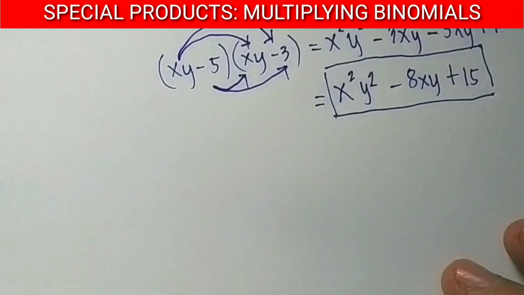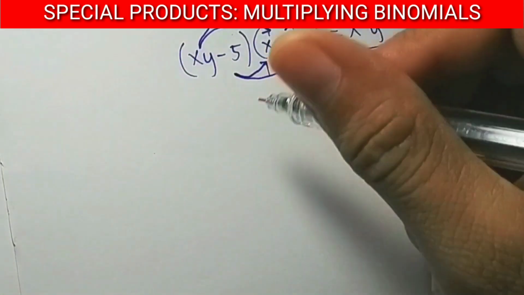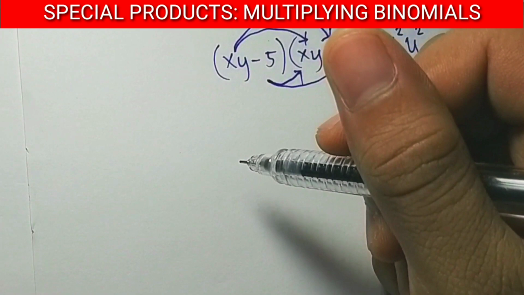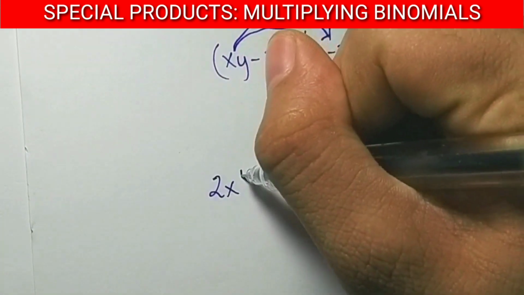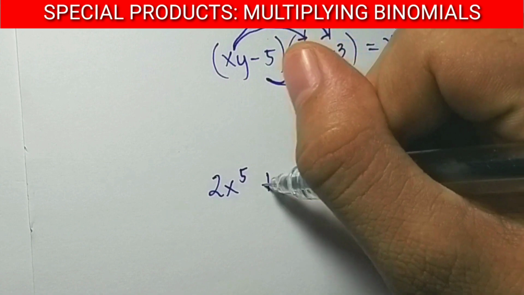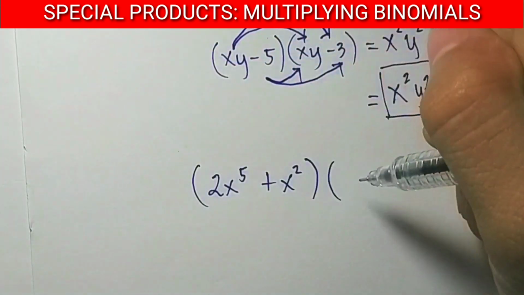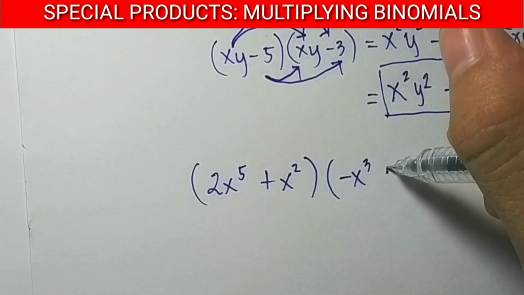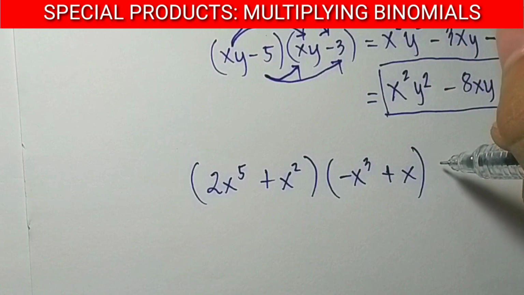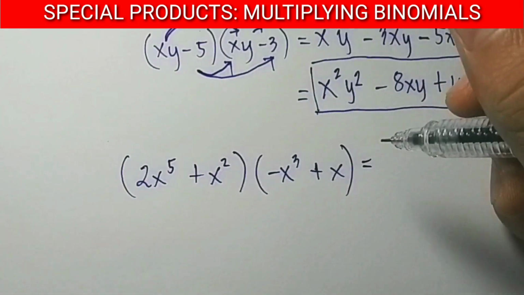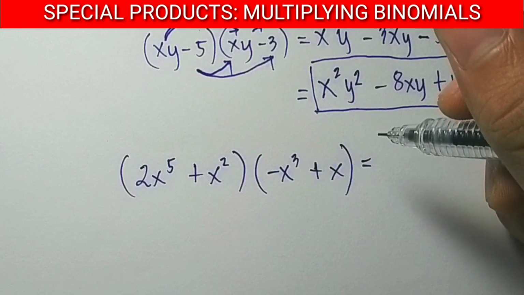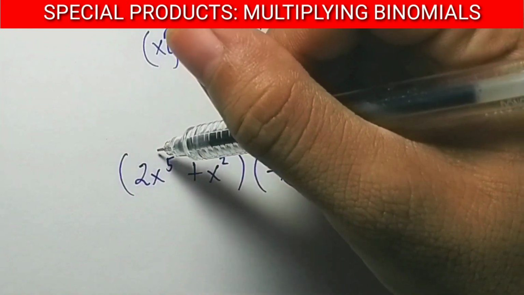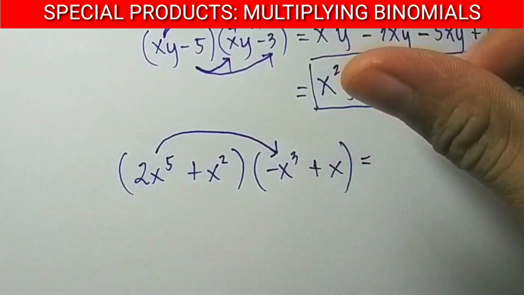Okay, let's have another example para mas masabtan pa gyud nato, daghanon ni nato og example. So let's have (2x to the power of 5 plus x squared) multiplied by (negative x cube plus x). Kini kay lahi nagnaong sa kasagaran natong example. So walay mabag-o sa atong technique, sundon gyud nato ang FOIL method. So let's start with our first terms. So 2x to the power of 5 times negative x cube.